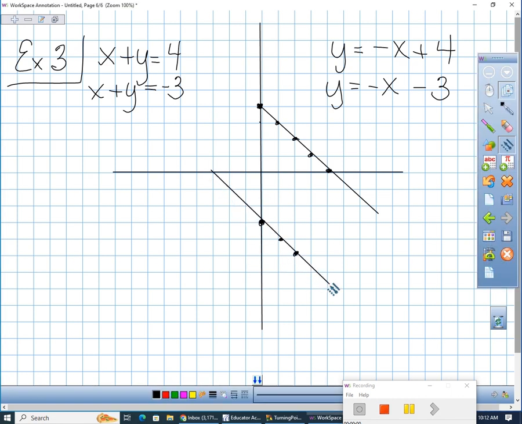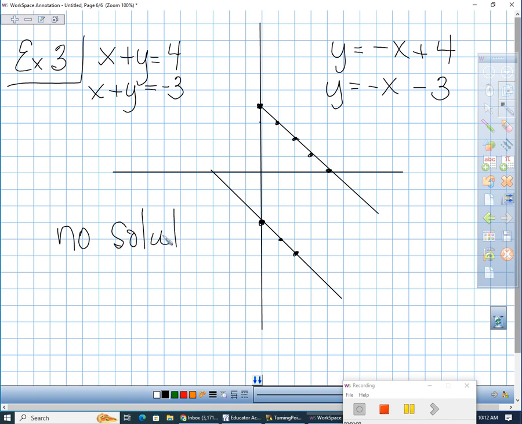So we're going to connect our dots. What is our solution on this one? No solution. Very good. This is no solution, because they are parallel lines, they will never, ever cross.